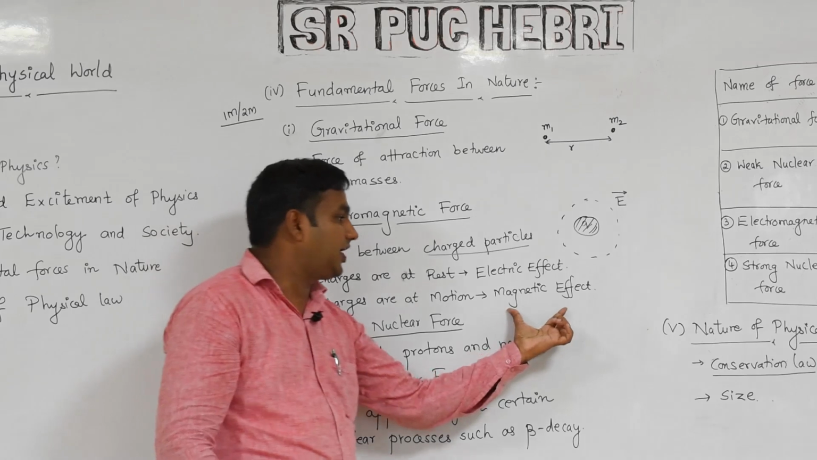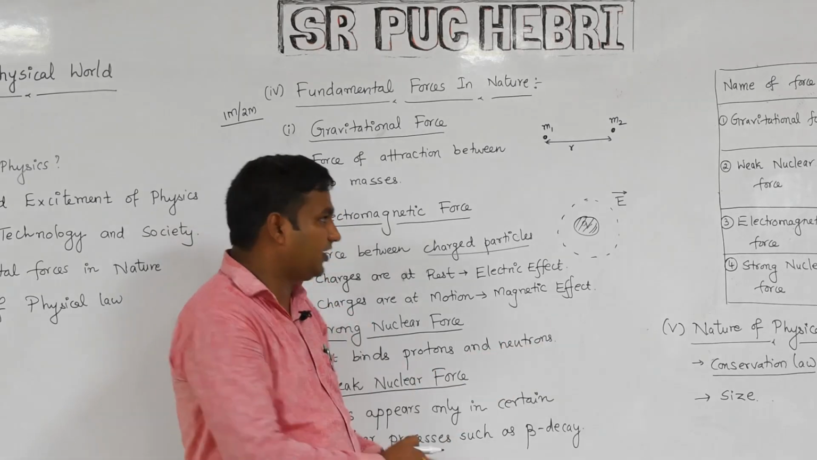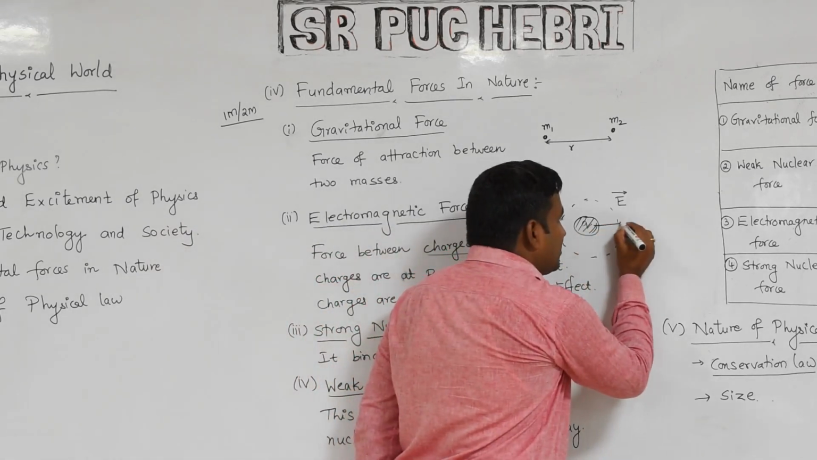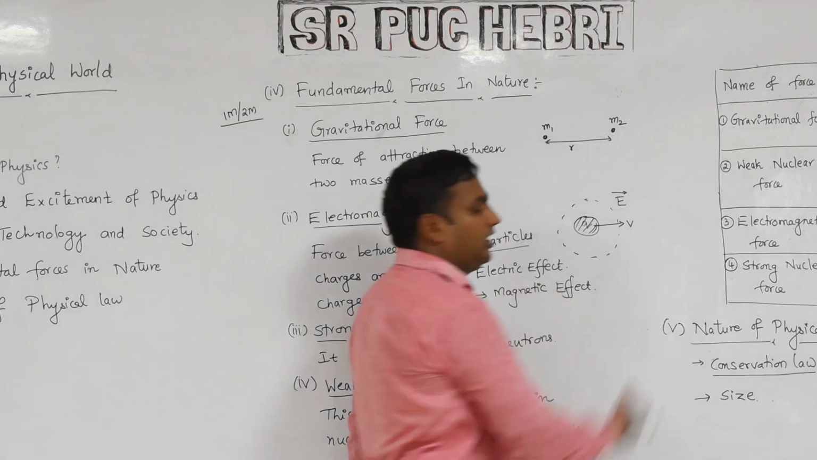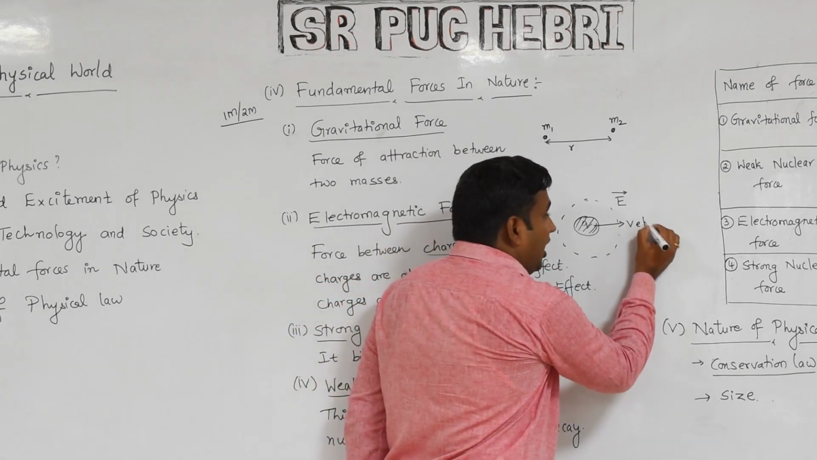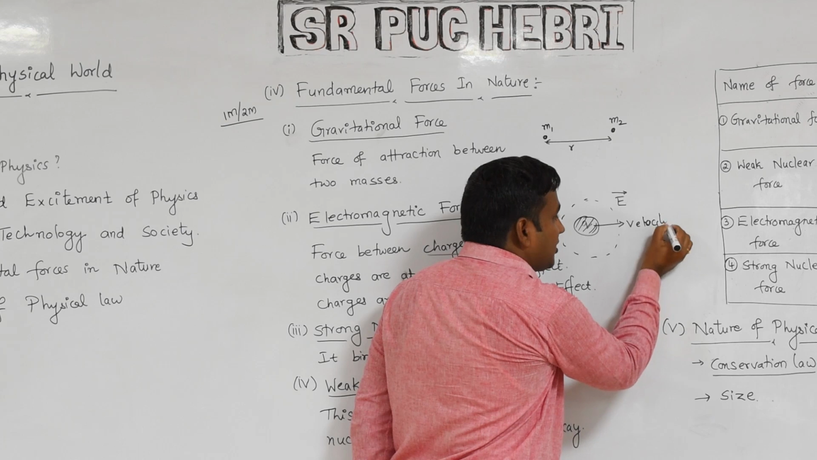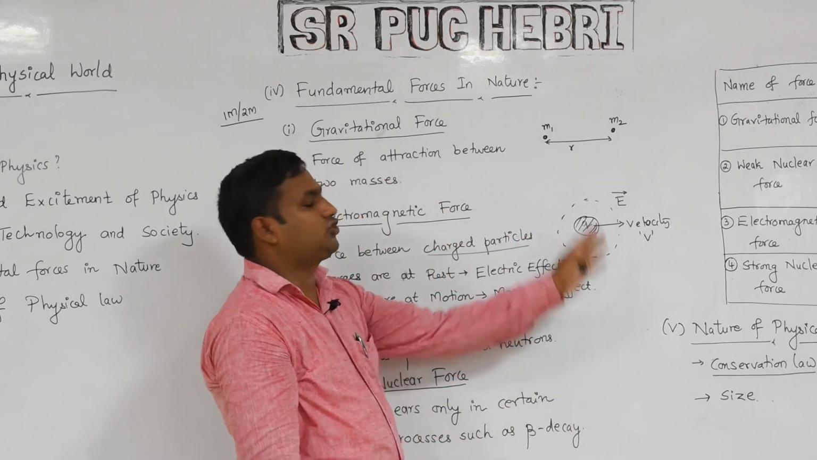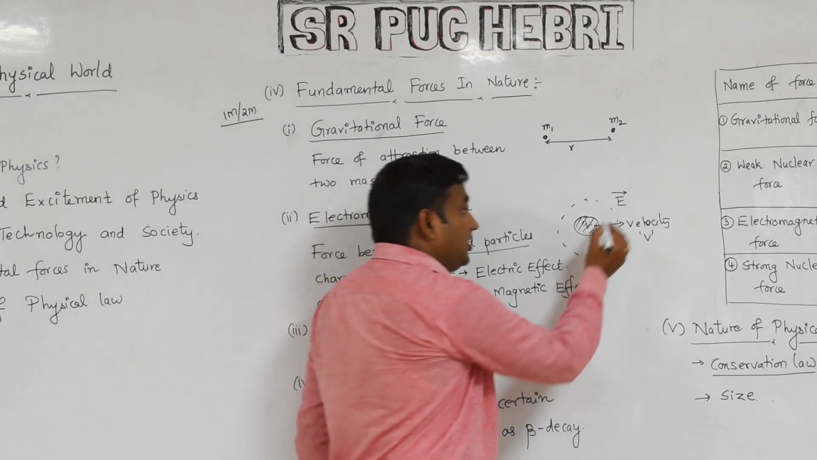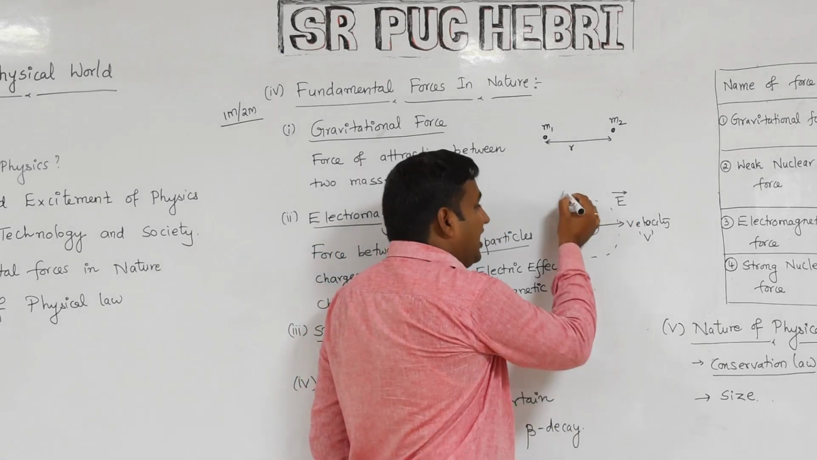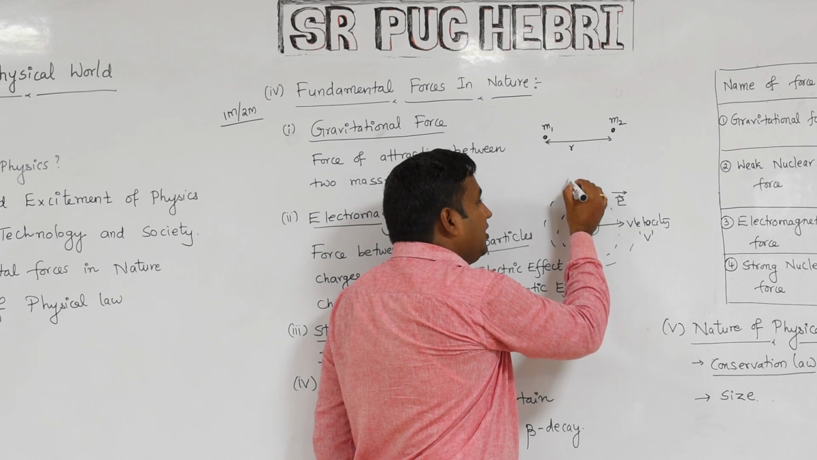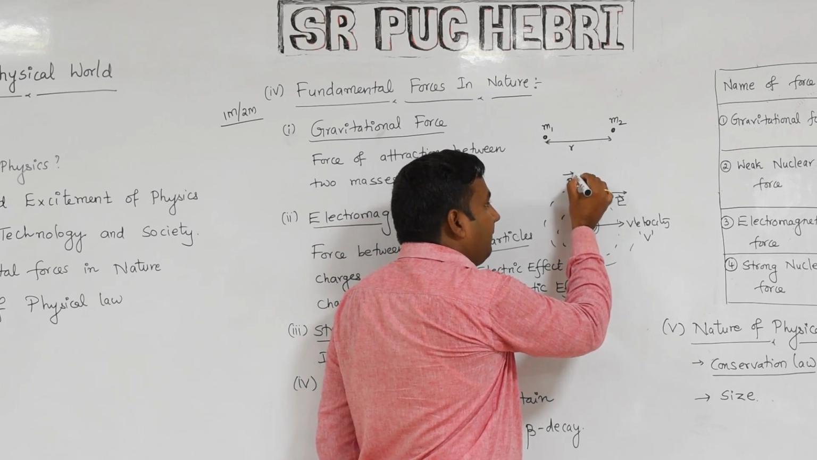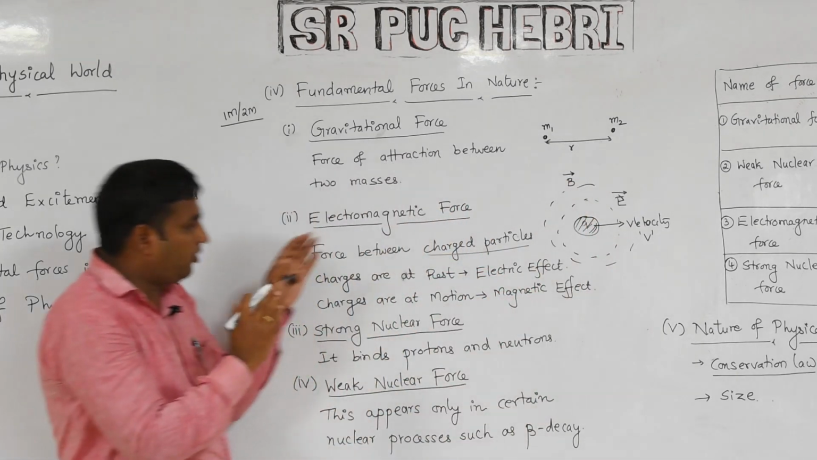We can see the second effect, we call it the magnetic effect. If the same charge is in a state of motion with a particular velocity, I denote that velocity by the letter V, automatically around this charged particle we can see the electric field as well as one more field that we call the magnetic field, B vector. Keep these two points in your mind.